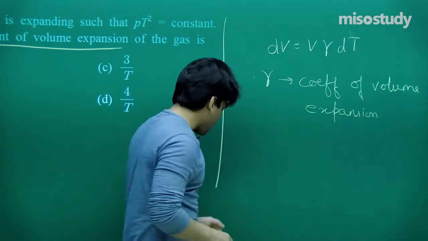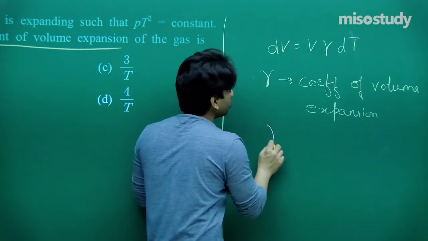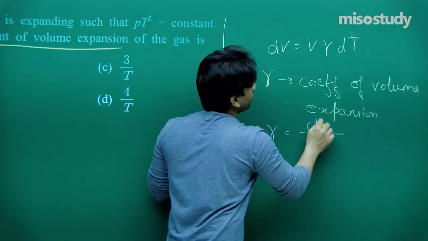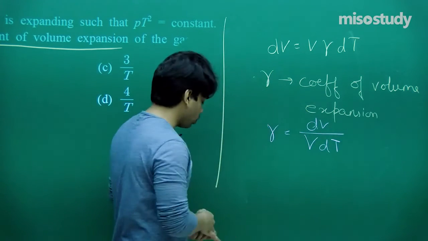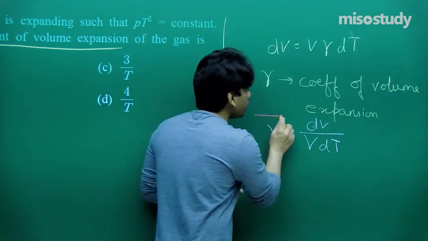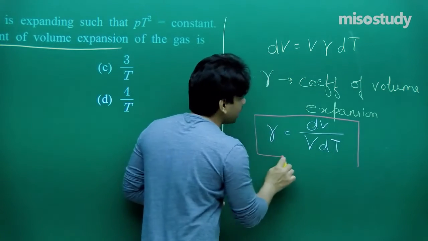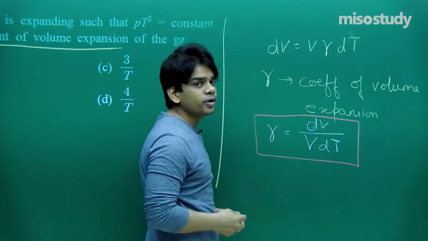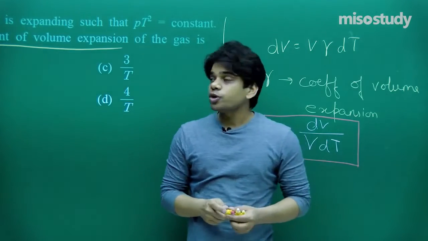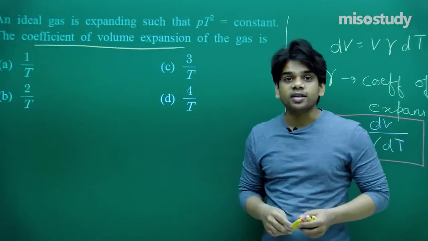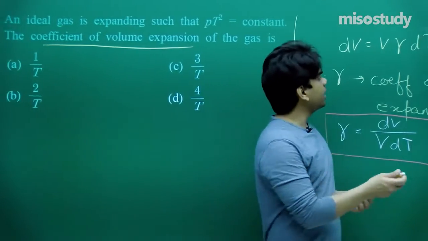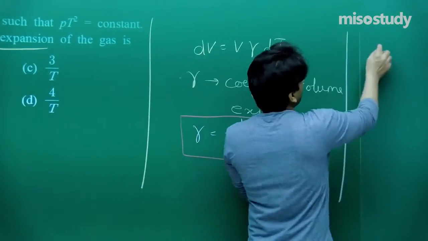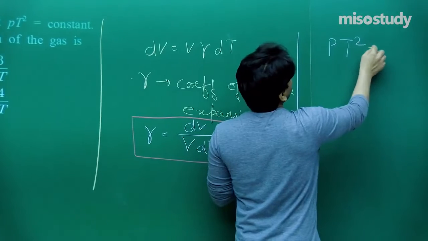Next, you see, γ can be written as γ is equal to dV by V dT. This is what we are obtaining for the value of γ. So in any way, if we have a relation in this form, we can evaluate the value of γ. Given in the question, it's PT² equals constant. That means pressure into temperature squared equals constant. Let me write down PT² is equal to constant.